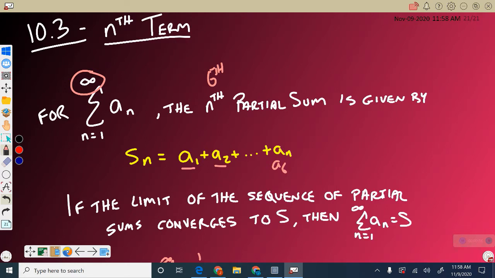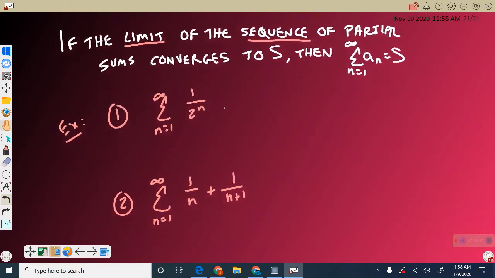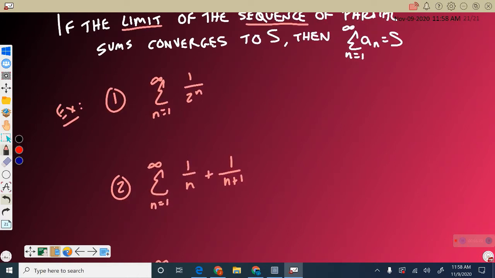Basically, if you can create some sort of equation here using a partial sum, then you can take a look at the limit of that equation. If the limit of that sequence converges to some number, then that means the series will also converge to that number. If that limit diverges, then that means you also have a series that will end up diverging. So the easiest thing to do is just to look straight at some examples.